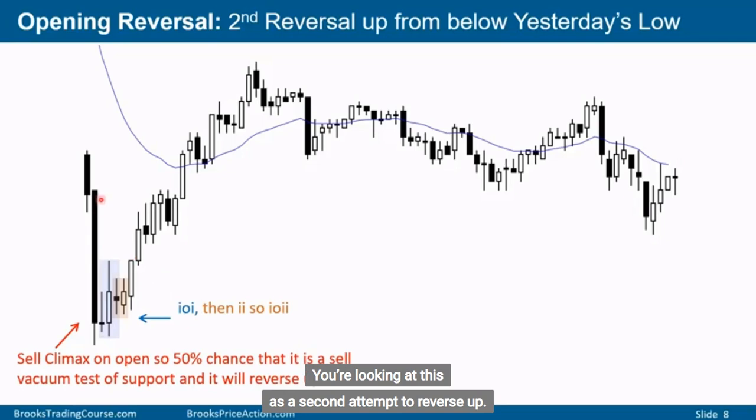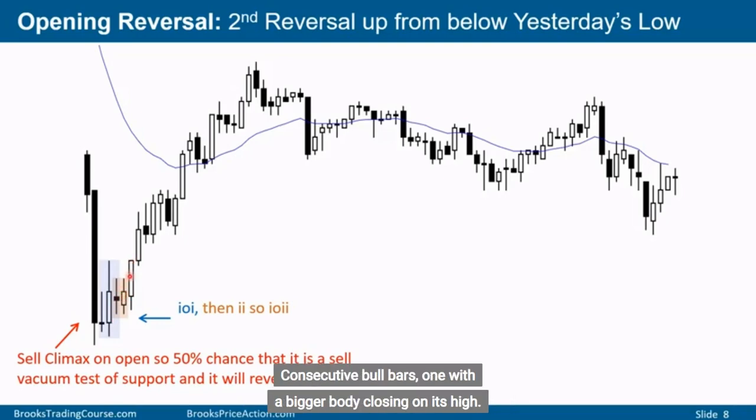You're looking at this as the second attempt to reverse up. We tried to reverse up here, didn't get very far. We're reversing up a second time here. That makes it a higher probability buy, but we don't have very good looking buy signal bars. It's reasonable to buy above this bull bar closing just above the midpoint. Higher probability to buy above that bar.